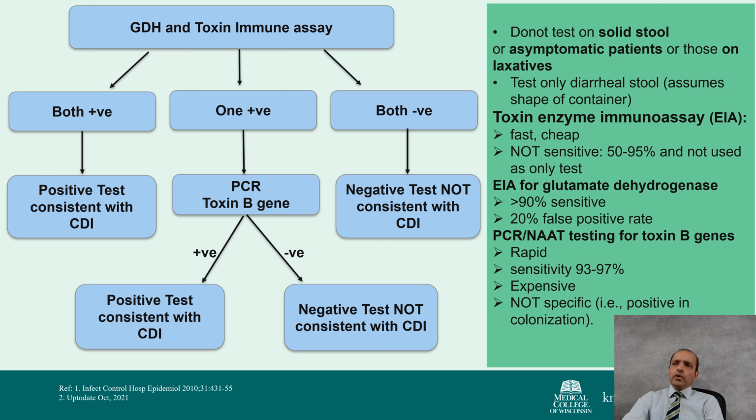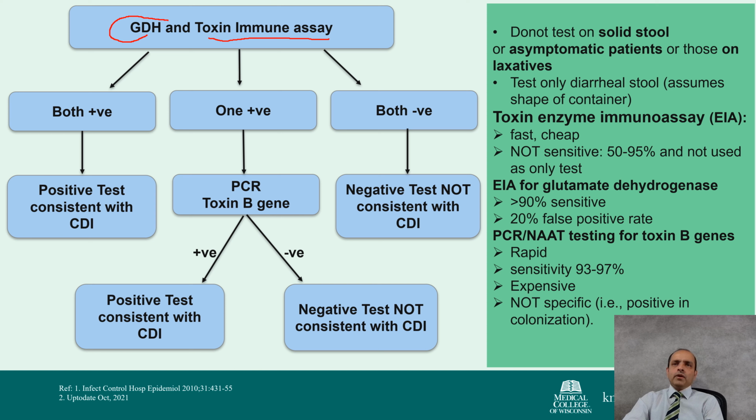So test only diarrheal stool. What is diarrheal stool? The stool that assumes the shape of the container is diarrheal stool. In terms of studies, you do GDH, which is glutamate dehydrogenase, or toxin immunoassay. GDH is 90% sensitive, but has 20% false positives. On the other hand, toxin immunoassay is fast and cheap, but it's not sensitive, just 50%.